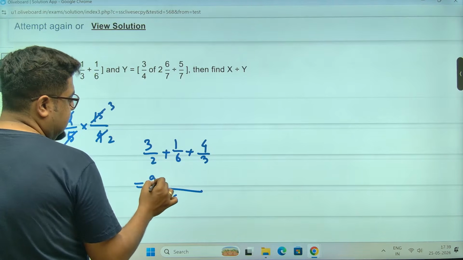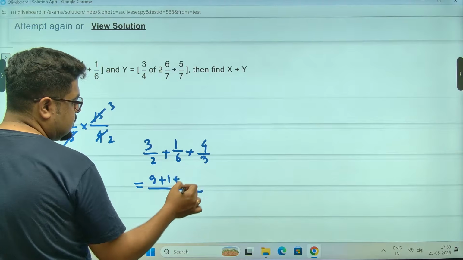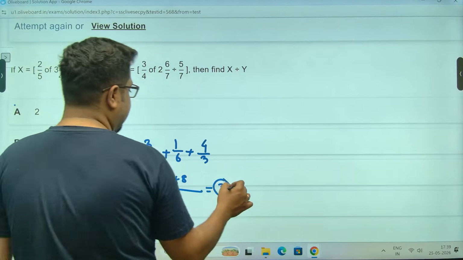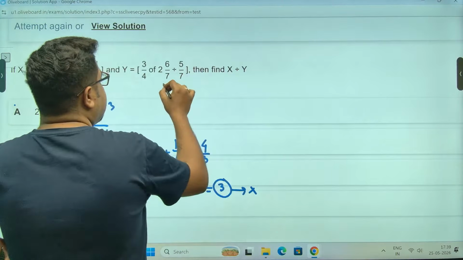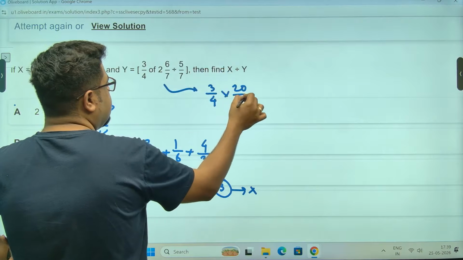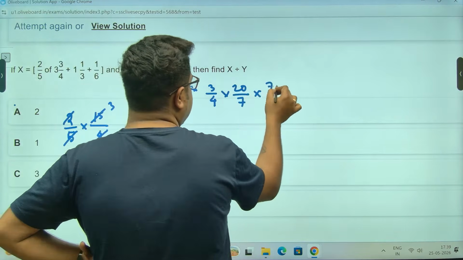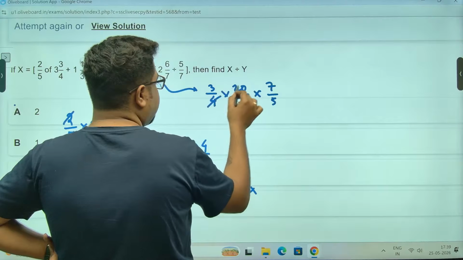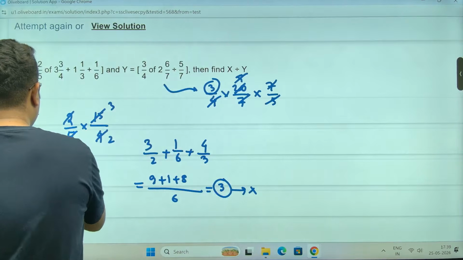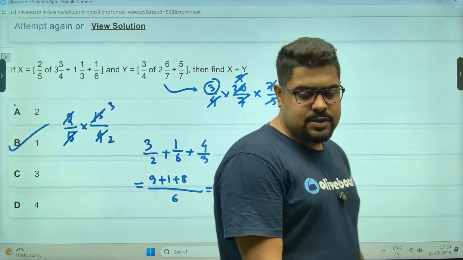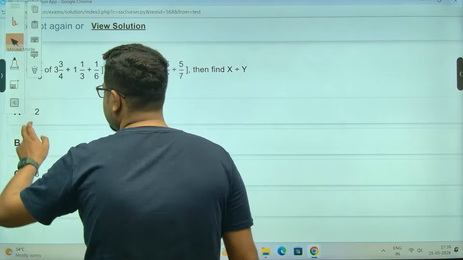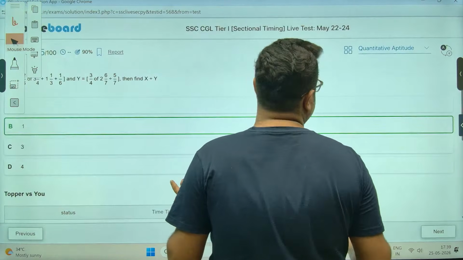So 3 3s are 9, 1, this is 2, meaning 8, sir. So 18 by 6, which is 3. This is the value of x. Sir, again, this is 3 by 4 into 1420 by, sir, this into 7 by 5. So 4 5s are this, 7 7s are this, gone, sir. This is also 3. So x by y is 1 because both are 3. X is 3, y is also 3. So the answer is 1. Sir, option number 2 is your correct answer, sir.